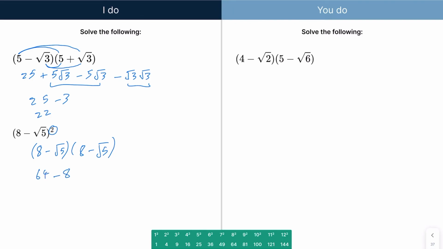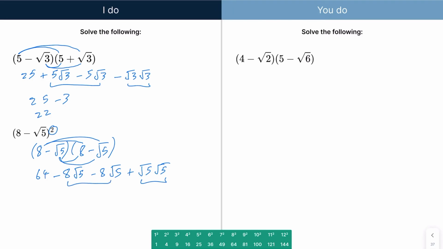8 times root 5, so that's minus 8 root 5, and minus 8 root 5 again. So I've just done that times that, and that times that, and now I'm going to do that times that. Now this bit you need to be careful in. When you do root 5 times root 5, you've got to notice the sign in front of both. It's a negative, so that then becomes a positive root 5 times root 5. So in terms of tidying things up, now that becomes a 5.